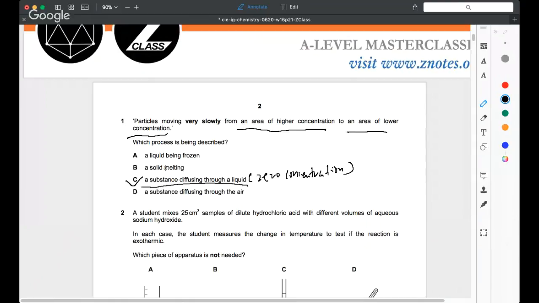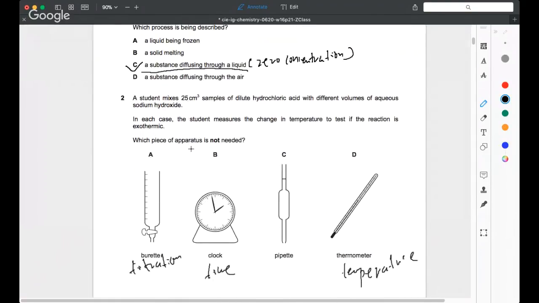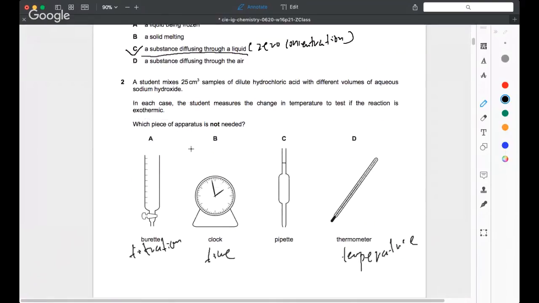Whereas A and B are simply a change of state, and D is also not correct because we are moving very slowly, whereas particles in air diffuse fairly quickly. So the right answer is C. Okay, let's go to question 2.